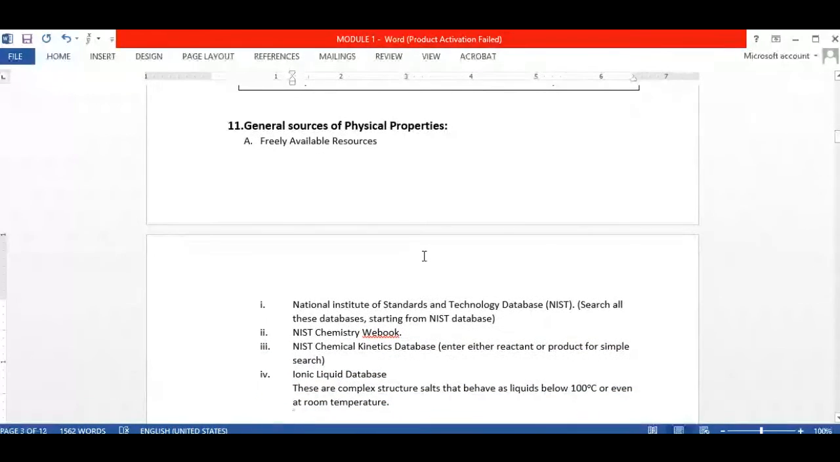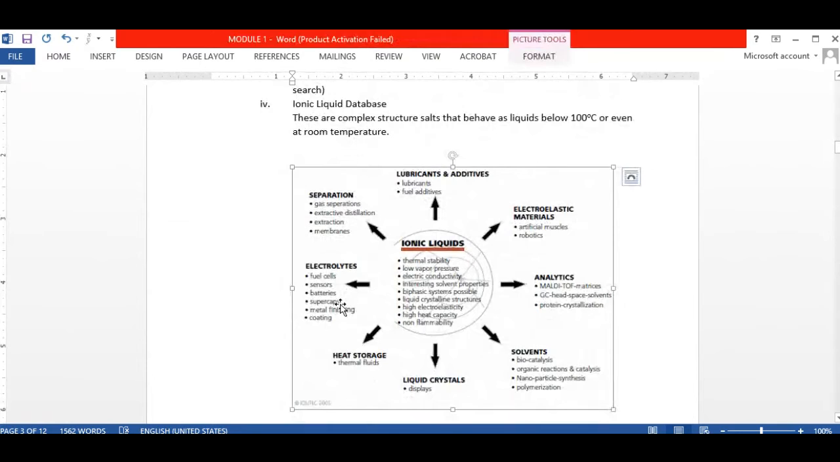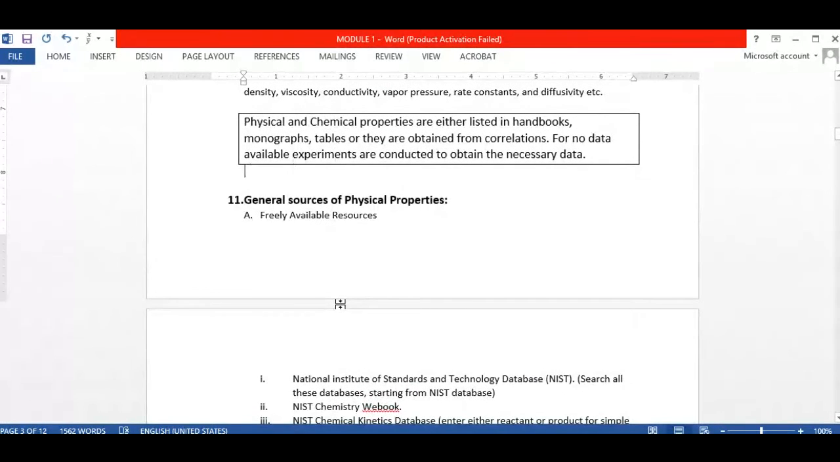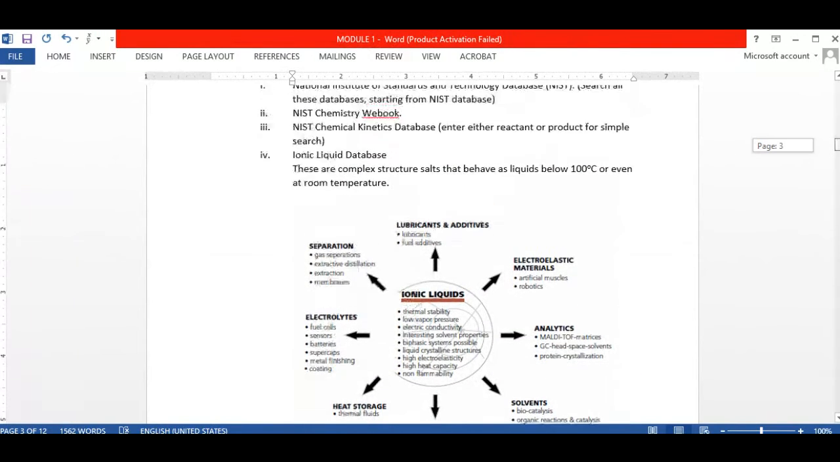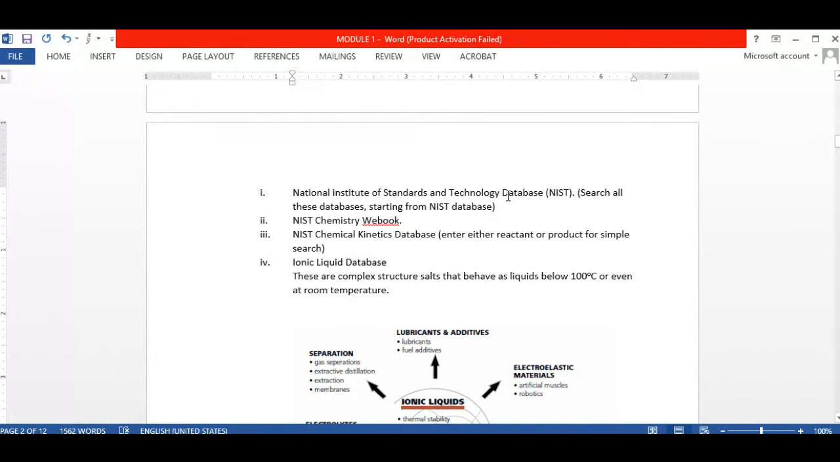So some sources are available. First of all, your job as an engineer is to save money for the company, so you will always go for free resources. These are some freely available resources. If you type this, the National Institute of Standards and Technology database, you can find it here free. It is available free to all, but you will not find most of the data here, because it is free, of course, so sometimes you will not find what you are looking for.